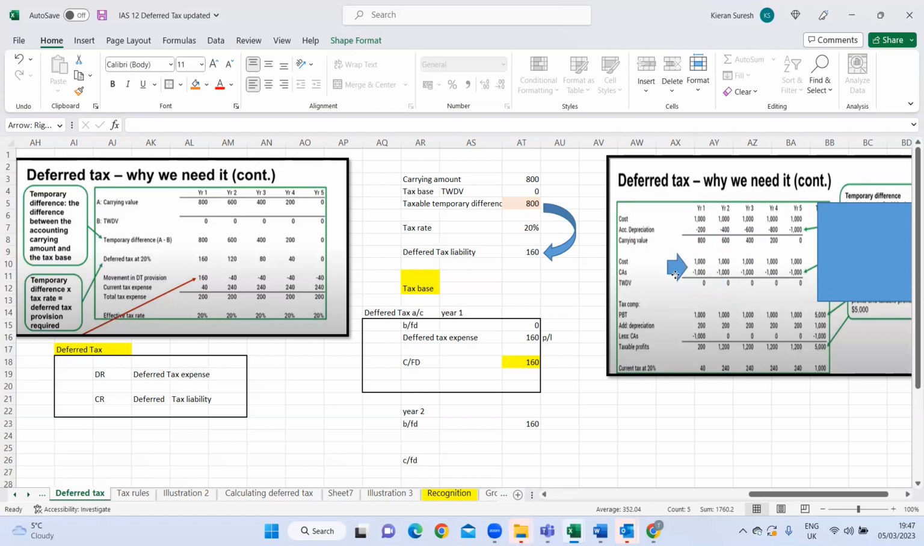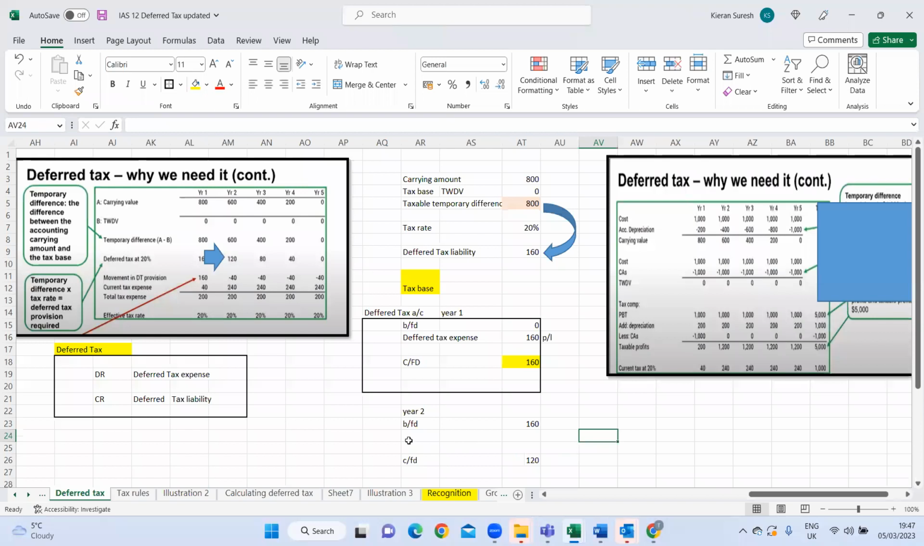Actually, this figure is the cost and this figure is the accumulated tax depreciation. So the accumulated tax depreciation, the capital allowance, means the opening balance was 1,000. There was zero for the next year, so 1,000. So it was zero, so 600 minus zero is a temporary difference of 600, right? So I would have a temporary difference of 600, and on that I would charge 20%. So that would be 120. So my closing balance here would be 120, right?